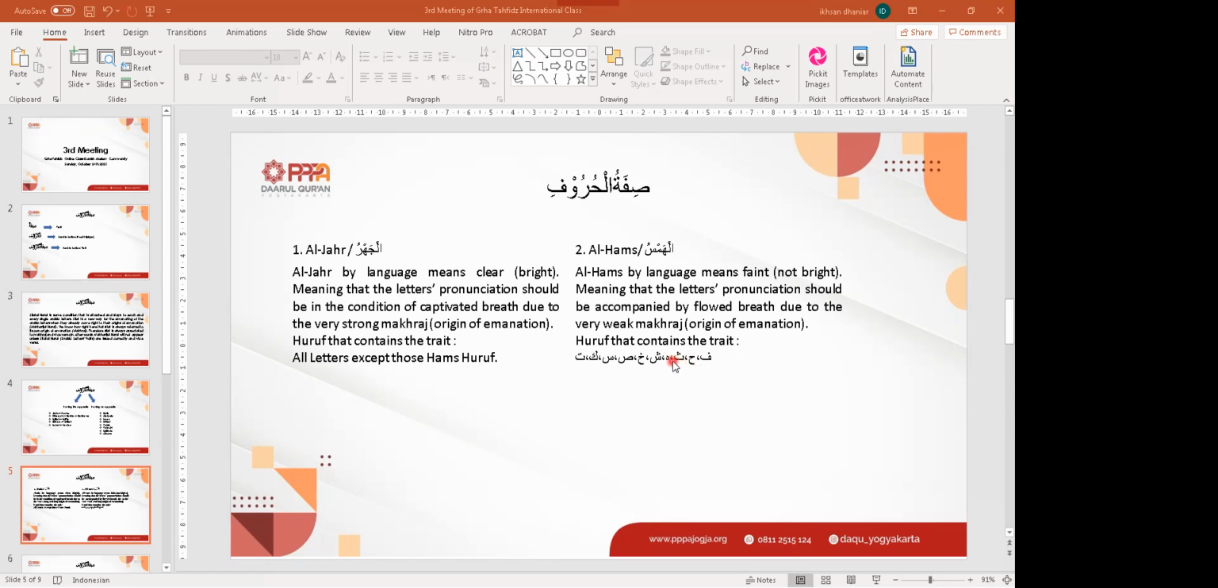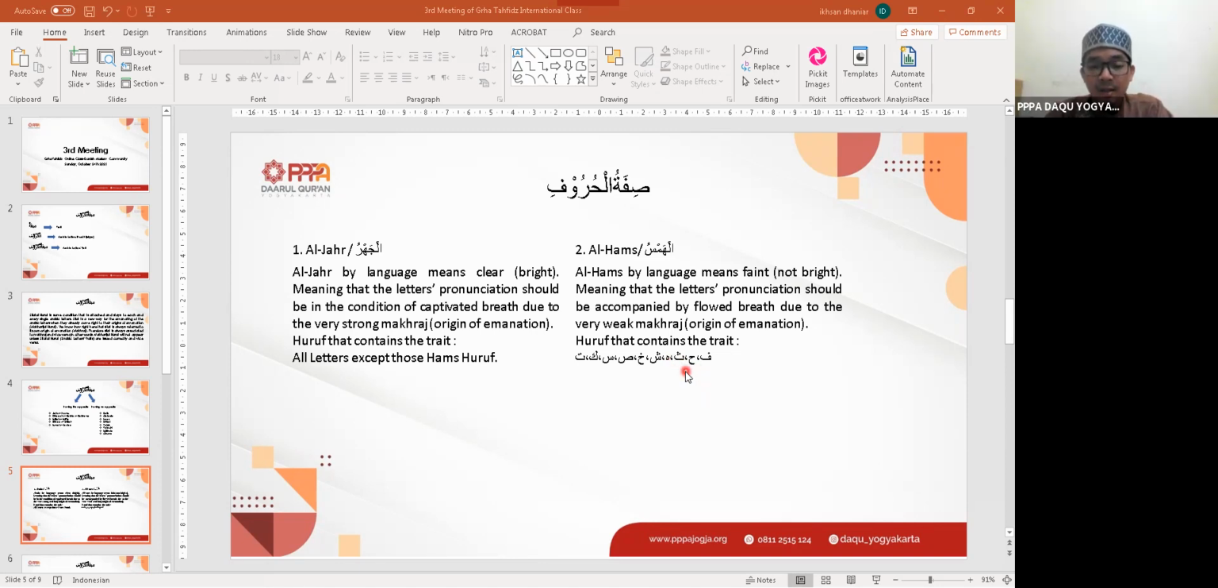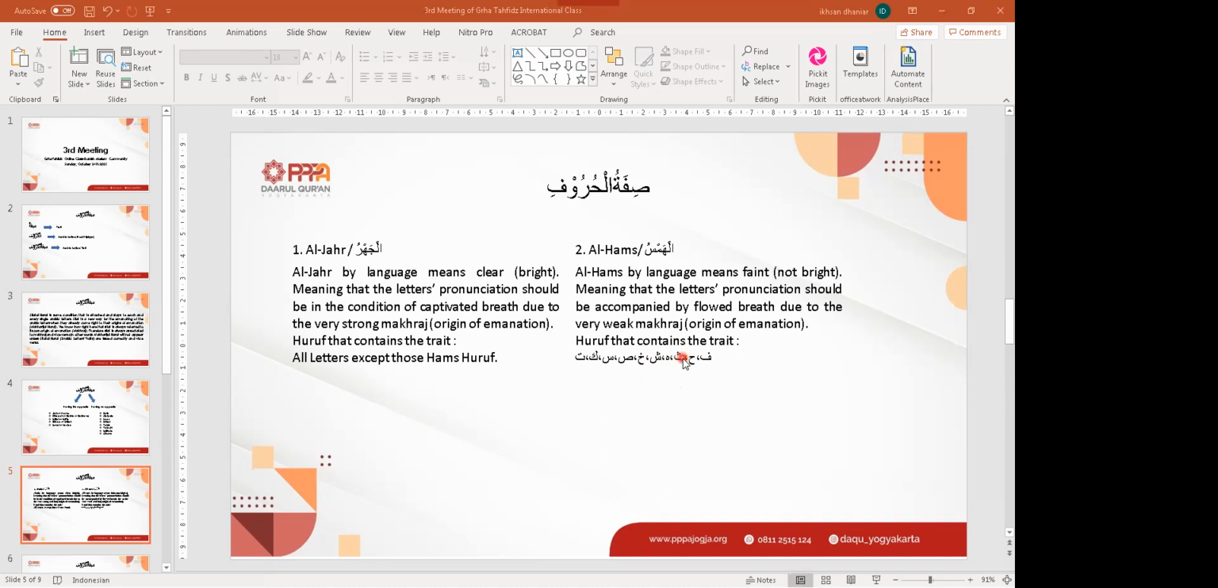So ha, it will be a thin sound. If we compare it, it's thinner than the others. Then ha and kha. One ha is thinner and the other ha is thicker. What about ho, Ustad? It looks like when we say ho, like that.